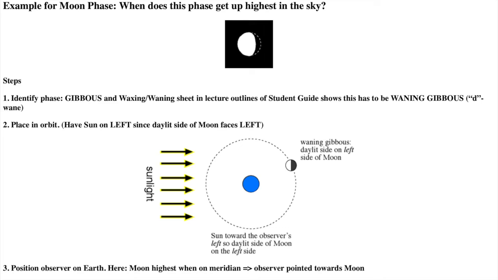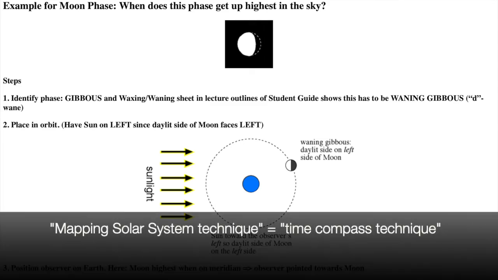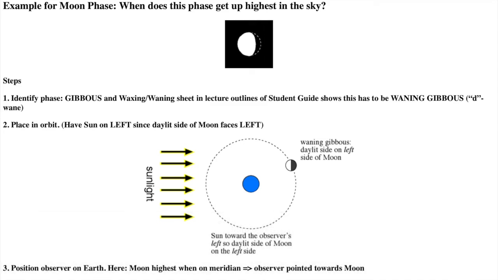Step 1 is identifying the phase and if it's waxing or waning. This one is a gibbous phase, and since the left side is lit up, you recall "de wane." So it is a waning gibbous phase. You can either memorize the table you filled out in the student guide or remember that the waning gibbous phase is in between the full and third quarter phases, or use the mapping solar system technique. I'm going to use the mapping solar system technique.